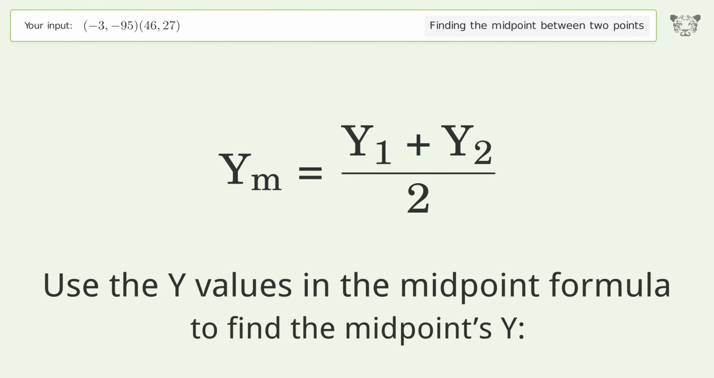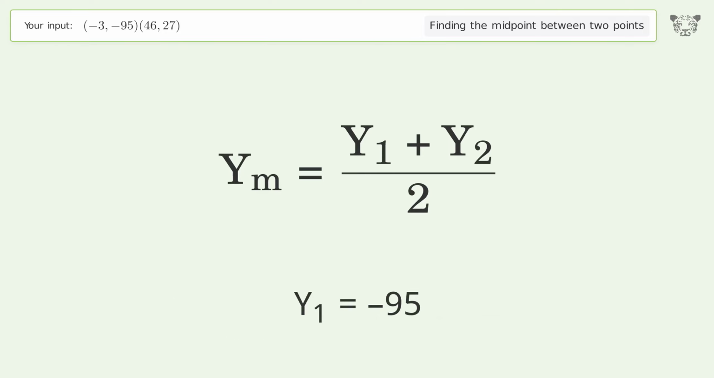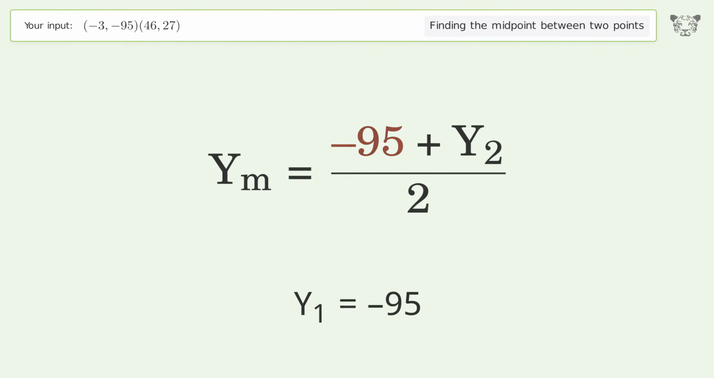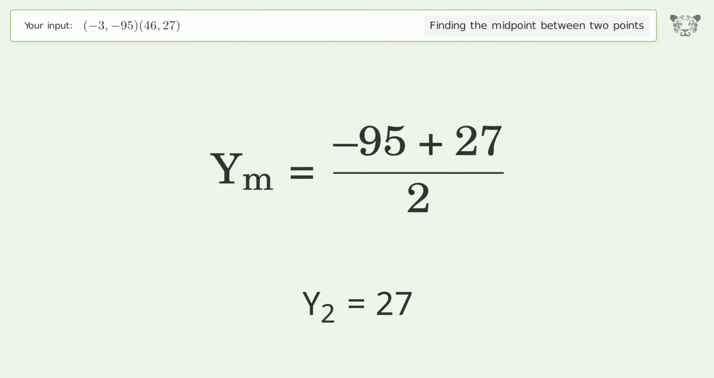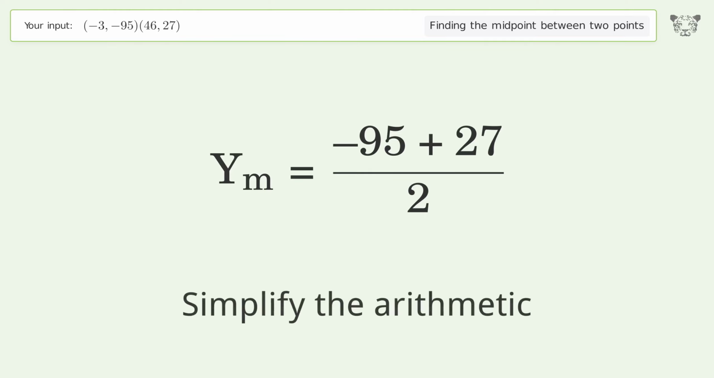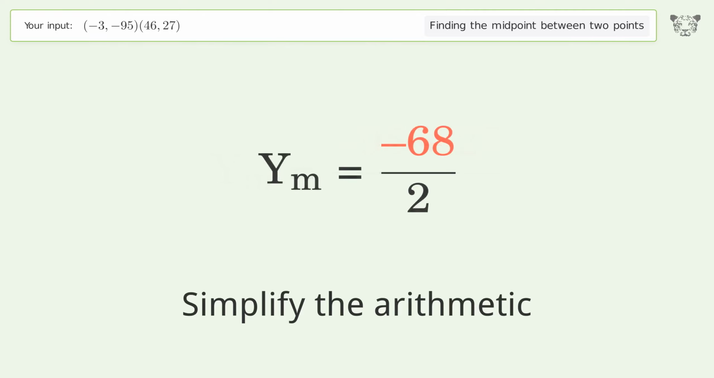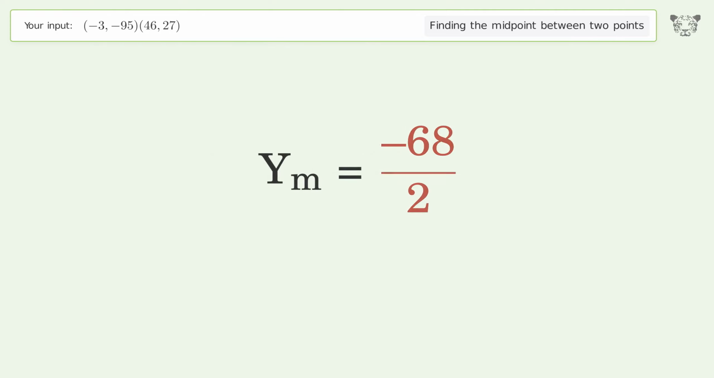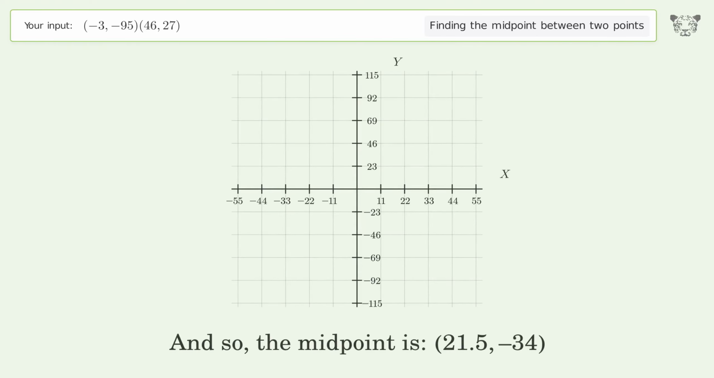Use the y values in the midpoint formula to find the midpoint's y. y1 equals negative 95. y2 equals 27. Simplify the arithmetic. And so, the midpoint is 21.5, negative 34.